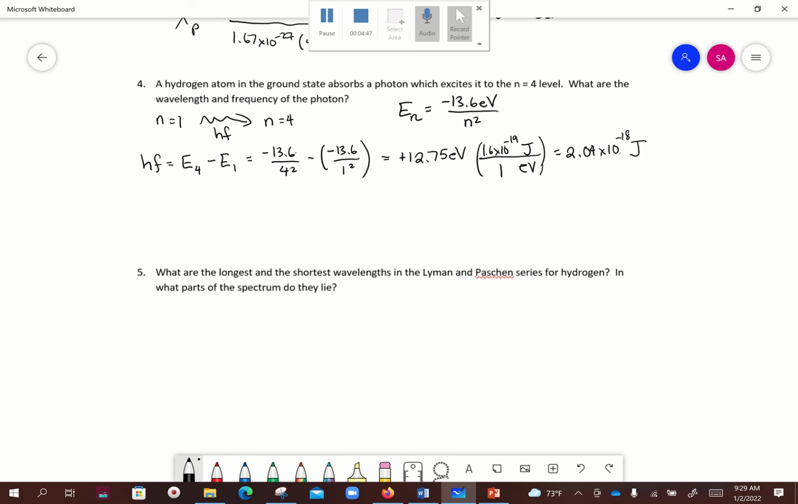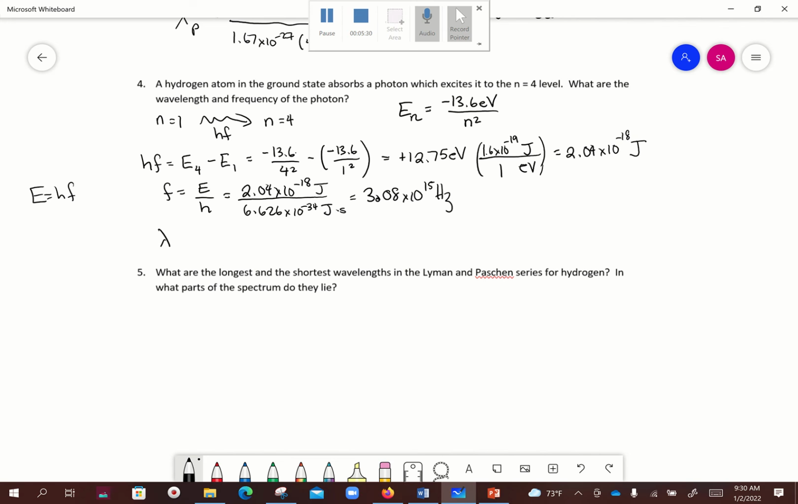Okay, so now I've got that, I can find the frequency. So I've got the energy, I want to find the frequency. So I know E equals hf. So the frequency is equal to the energy over Planck's constant. So I can do 2.04 times 10 to the minus 18 joules over Planck's constant, 6.626 times 10 to the minus 34 joule seconds. I get a frequency of 3.08 times 10 to the 15 hertz.